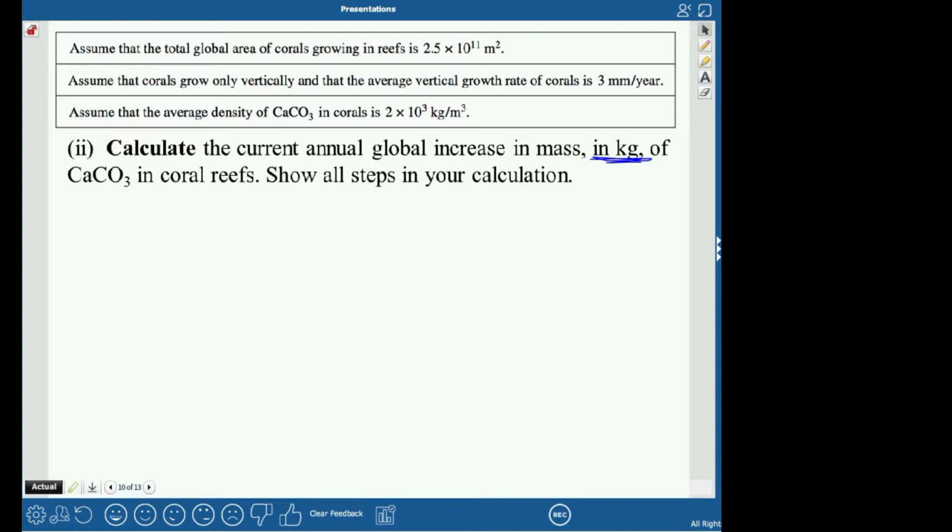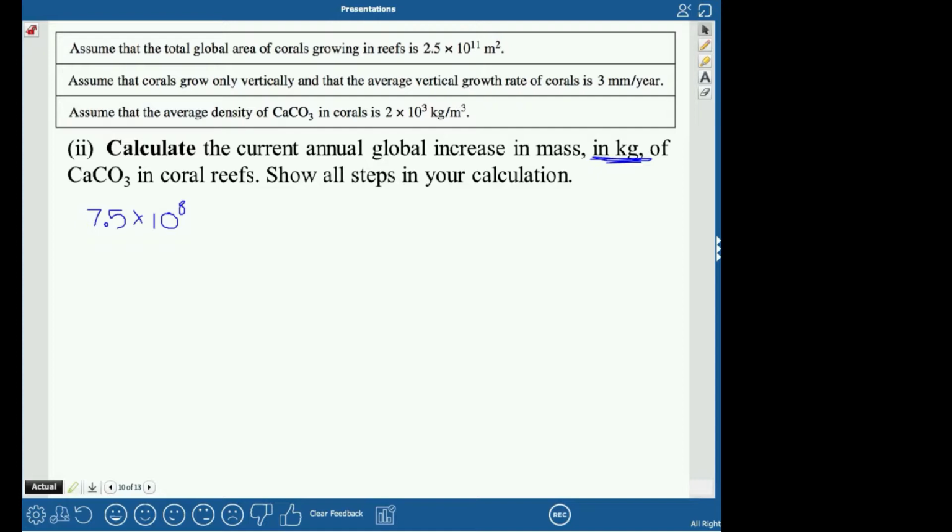So show all steps in your calculation. Okay, so what I'm going to do is take that number we had last time. Now, let's say part I, you didn't know how to do that. You're just like, I don't know. Go ahead and make up an answer for part I, even if you don't know how to do it.